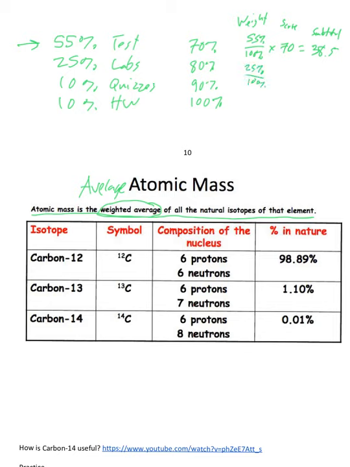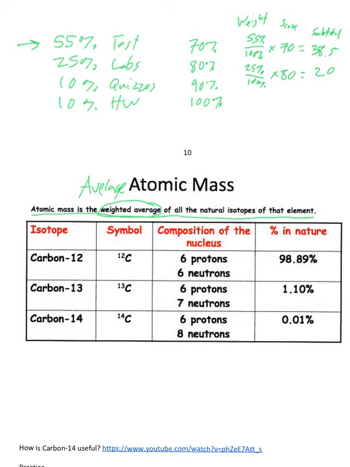And then I'm going to say 25% of my grade out of 100% is labs. And right now I'm getting an 80 on labs, and 80% is my average on labs. So I take 25 divided by 100 and multiply it by 80 and get 20.